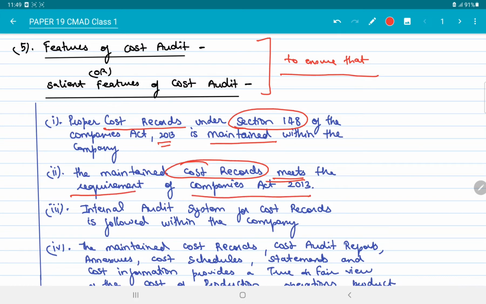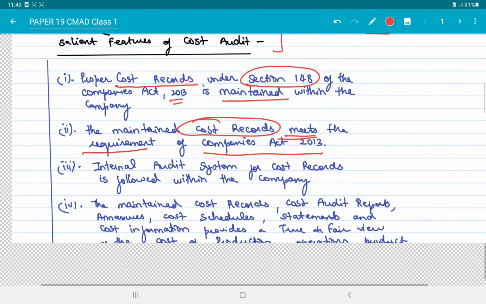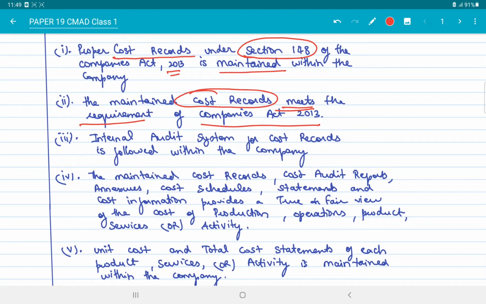It is to ensure that the internal audit system of cost records is followed within the company. Internally also you need to check whether the workflow is properly set. It should be a proper workflow. There should be an internal audit done within the company.